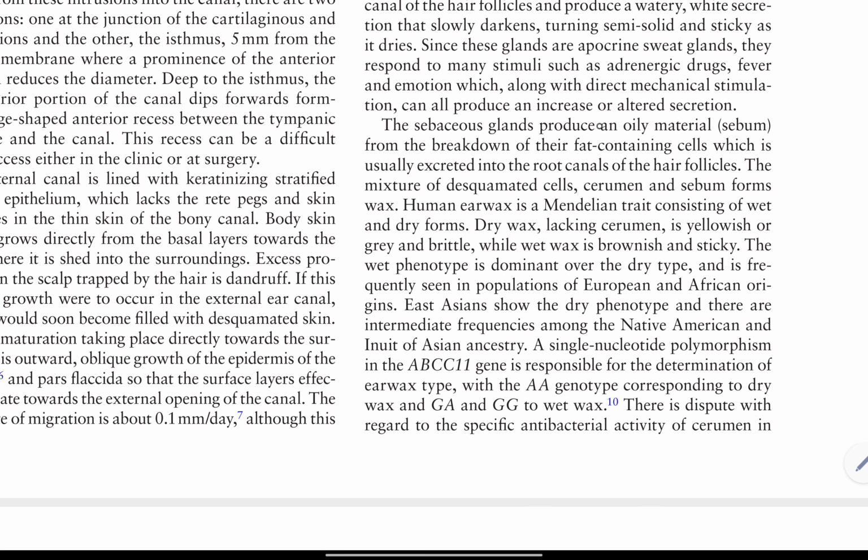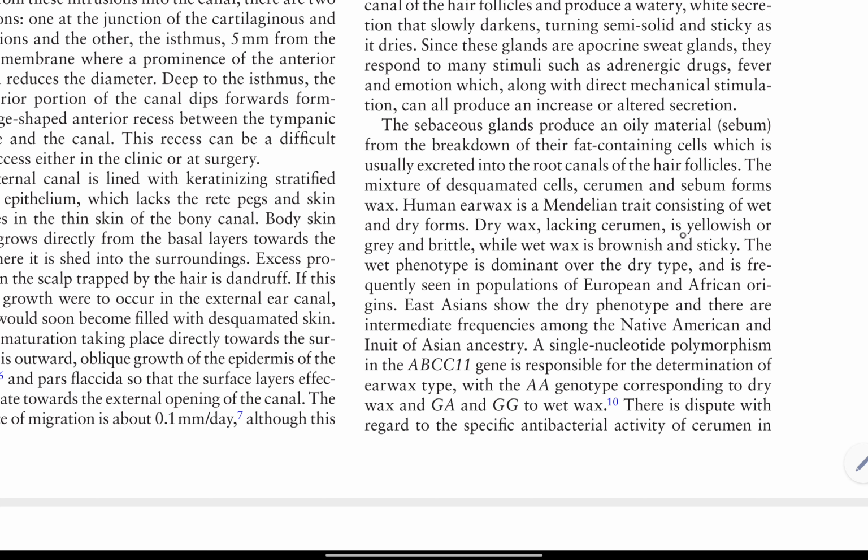The sebaceous glands produce an oily material, sebum, from the breakdown of their fat-containing cells, which is usually excreted into the root canals of the hair follicles. The mixture of these exfoliated cells, cerumen and sebum, forms wax. Human earwax is a Mendelian character trait consisting of wet and dry forms.